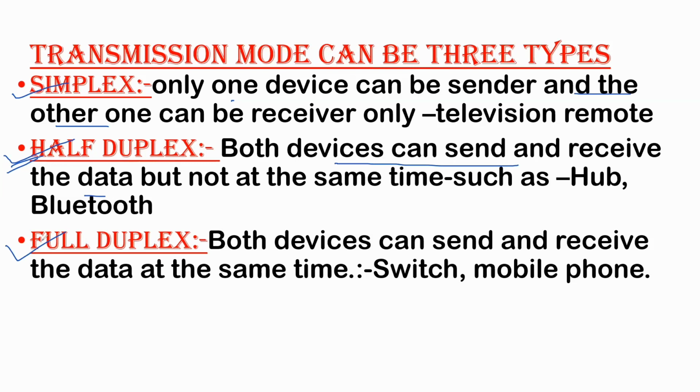And the last transmission mode is full duplex. Full duplex means both devices can send and receive data at the same time. A good example is the mobile phone. In a mobile phone we don't use any code like over and out. Both devices can send data at the same time.